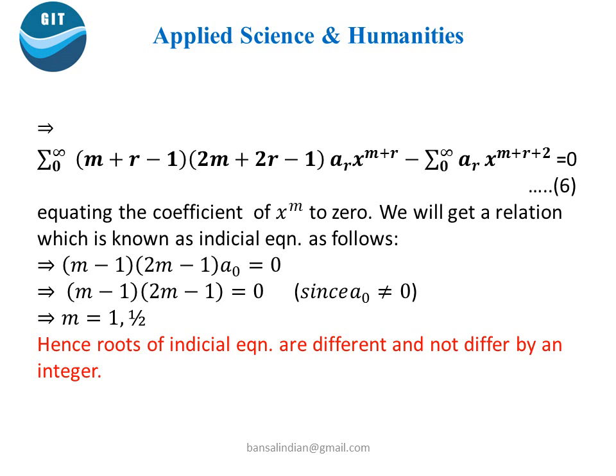Since a_0 is not equal to 0, (m - 1)(2m - 1) equals 0. Solving this, we will get m equals 1 and 1/2. Hence, we have received our first case. The roots of the initial equation are different and do not differ by an integer. Here the difference between the two roots of the initial equation is not an integer.